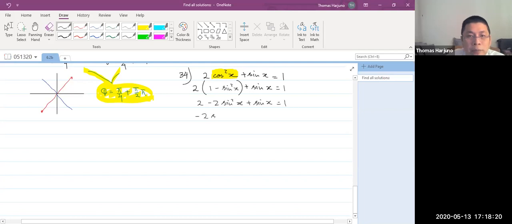Rearrange. And then I set one side equal to 0 right away. Okay, and then I divide by negative, or multiply by -1. Basically, I change the sign, plus minus. Now, how do I proceed from here?